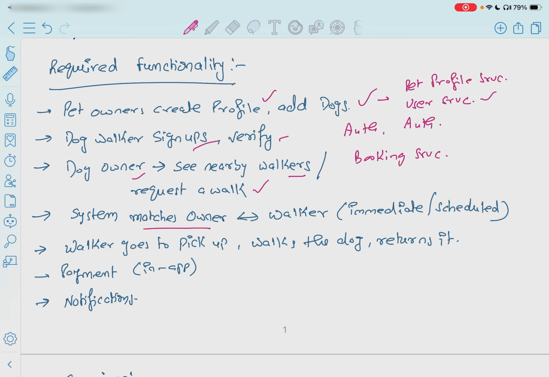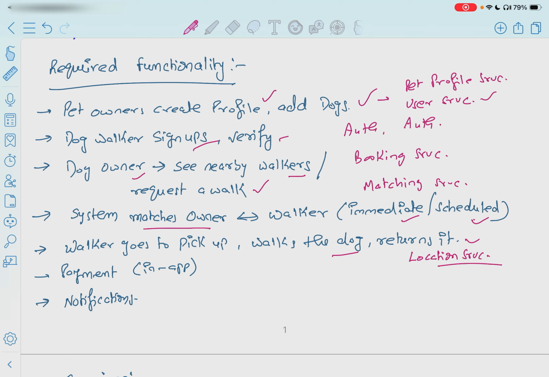So in that case, there might be two kinds of scenarios, right? Either they need immediate service or they can schedule that service in advance, right? So we will be needing a matching service here. Okay. So the next scenario could be like the walker picks up the dog, walks the dog and returns it. Okay. So for this, we might need a location service, right?